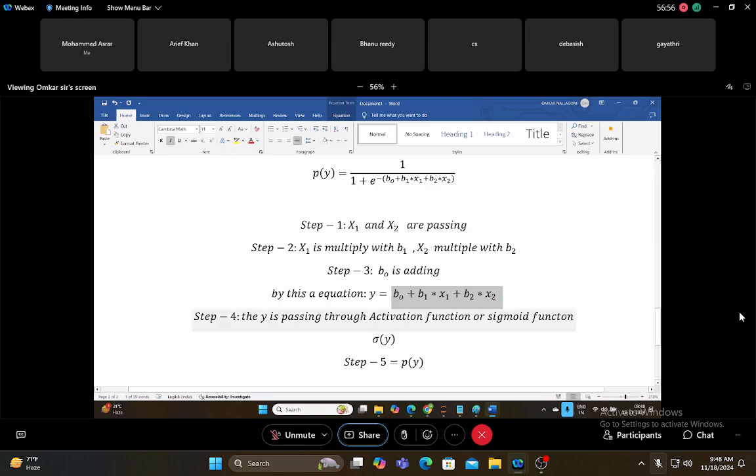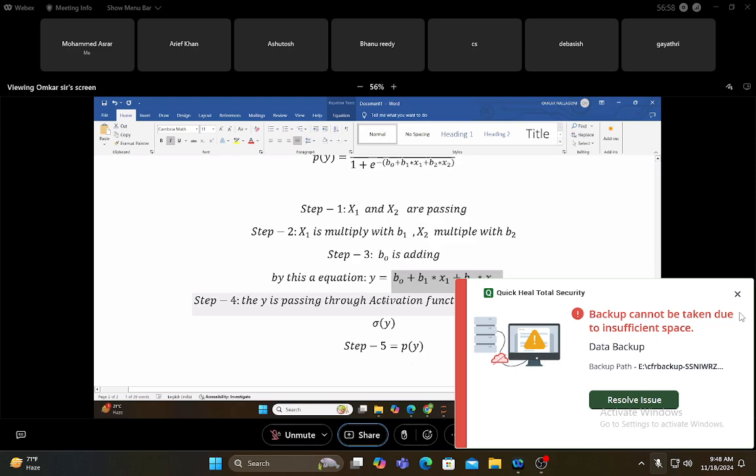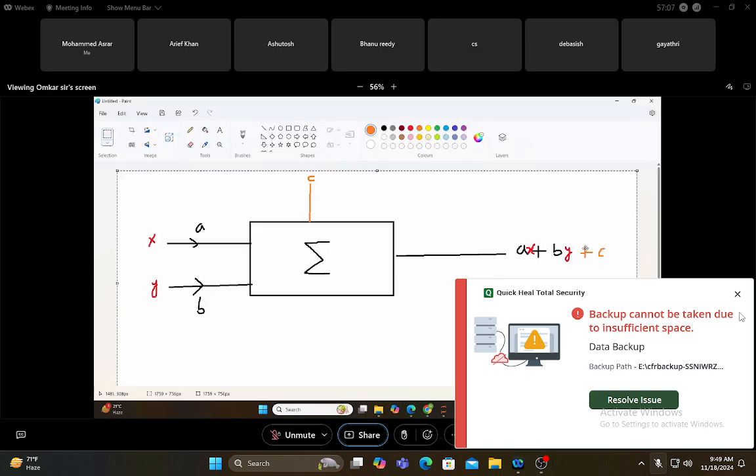After this, one more extra box will appear. What is that box called? Activation box. Then the output will come, and this output continues into another box.